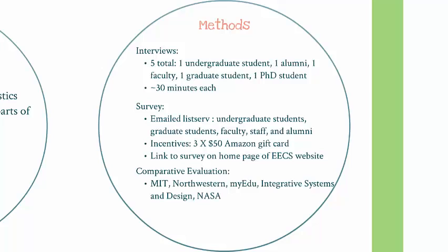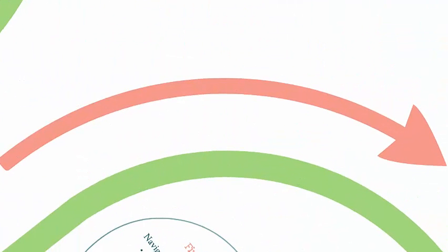Last is the comparative evaluation, where we compared the EECS website to the MIT and Northwestern EECS websites, the University of Michigan Engineering Integrative Systems and Design site, myedu.com, and the NASA website. Next, we'll be going over our group's findings, evidence, and recommendations for the EECS website.